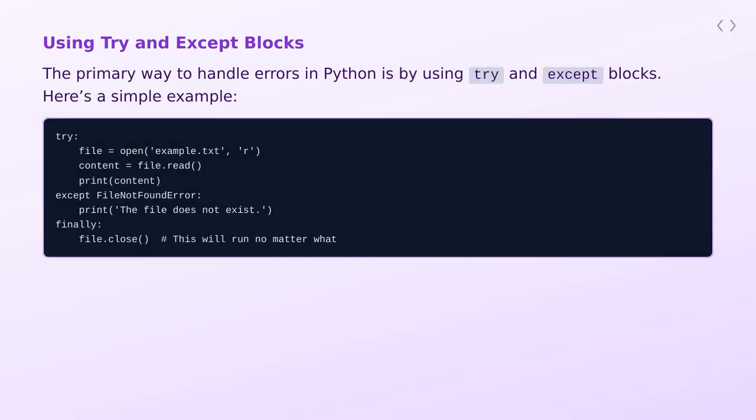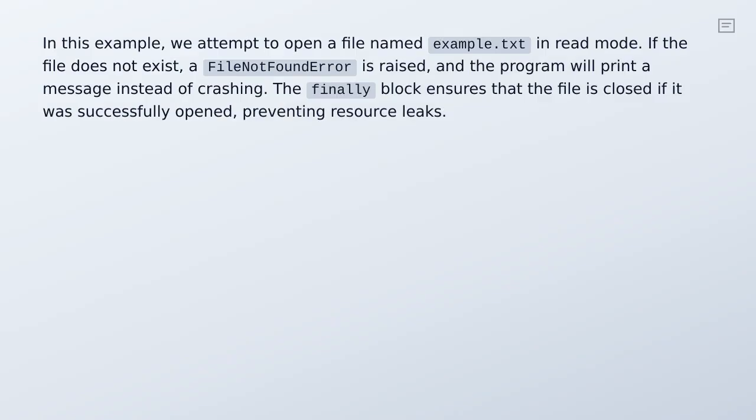Let's move on to using try and except blocks. The primary way to handle errors in Python is by using try and except blocks. Here's a simple example. See the example on this slide. Pause if you want to study the details. In this example, we attempt to open a file named example.txt in read mode. If the file doesn't exist, a file not found error is raised, and the program will print a message instead of crashing. The finally block ensures that the file is closed if it was successfully opened, preventing resource leaks.